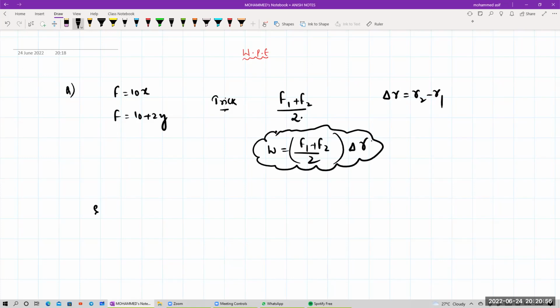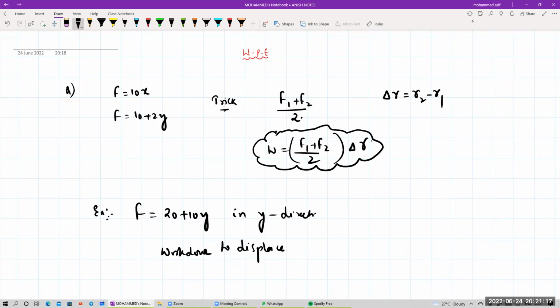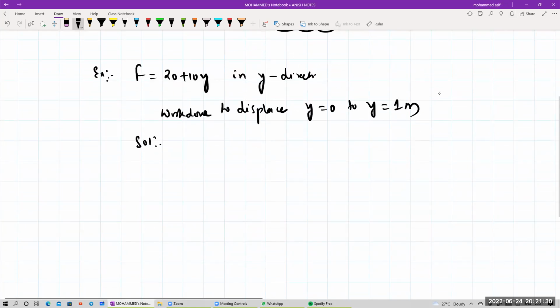Let's say I'll give you one example. F equals 20 plus 10y, acting on a particle in the y direction. If I need to calculate the work done to displace it along the y-axis, I'll take the positions also from the y-axis only, like y equals 0 to y equals 1 meter. Generally, students will go on doing the integration. That will be time consuming. Now what you do is just put y equals 0.